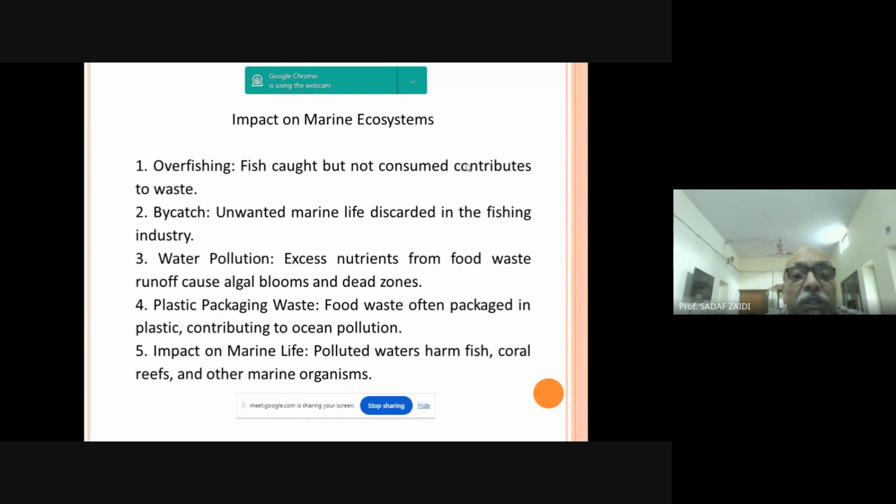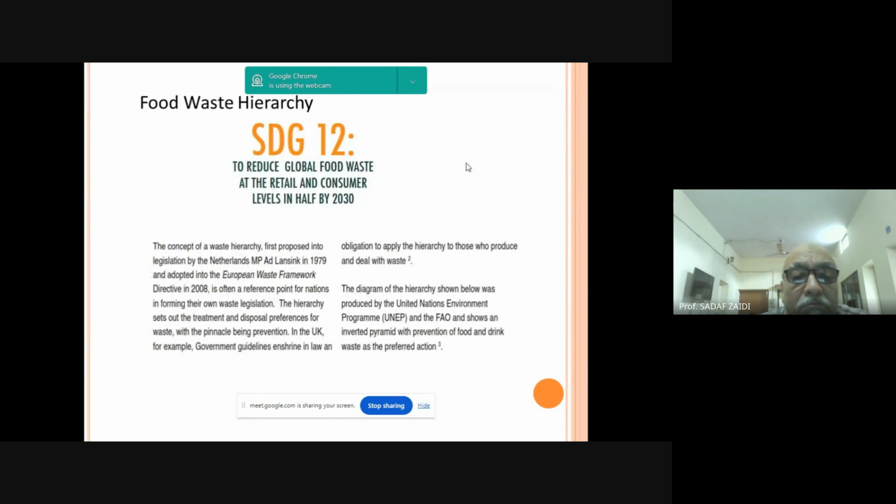So all sorts of things they are doing. Now, one thing is the food waste hierarchy.